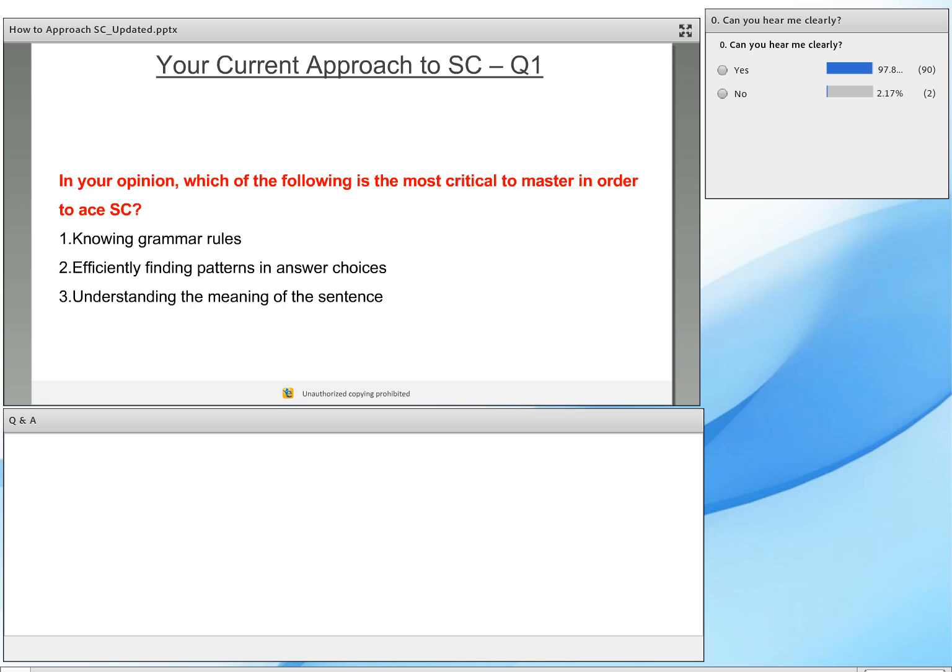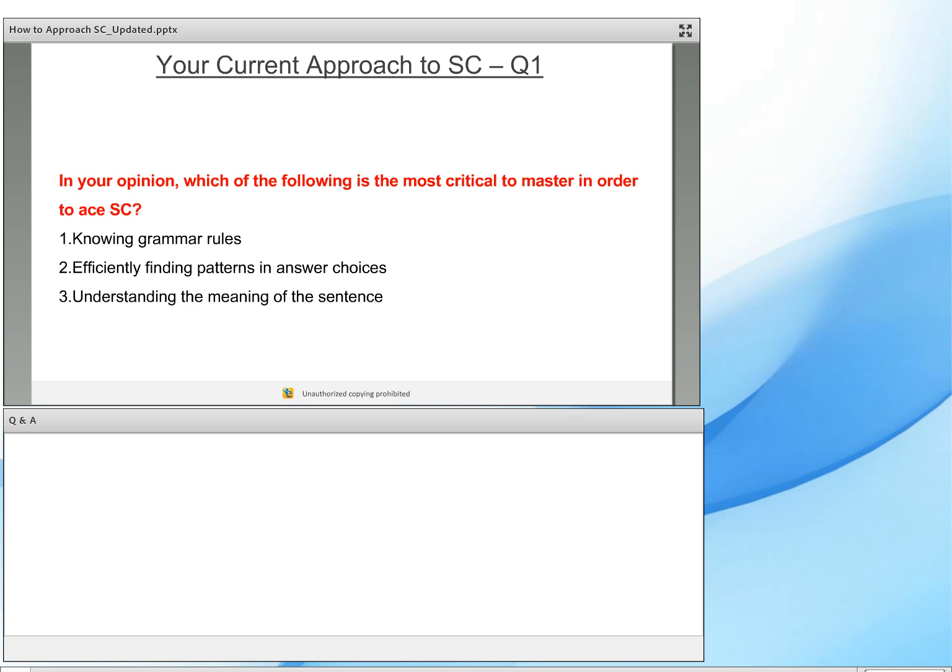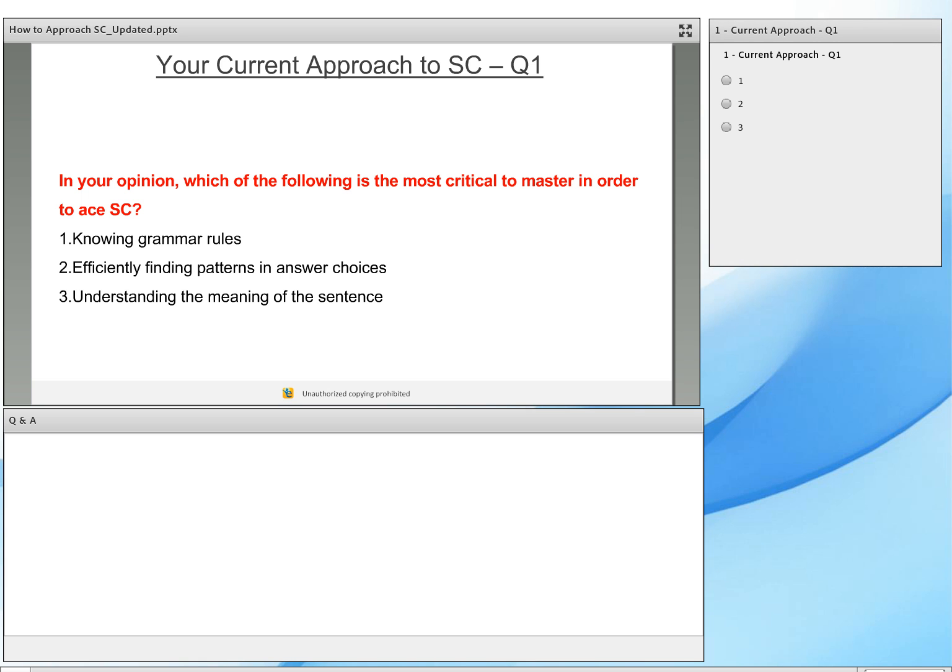So let's come to the first question here. Look at the question on the screen. What I want you to think about is that in your current approach towards sentence correction, which of the 3 items that you see on the screen is the most important? All right, let's get a few more responses here.